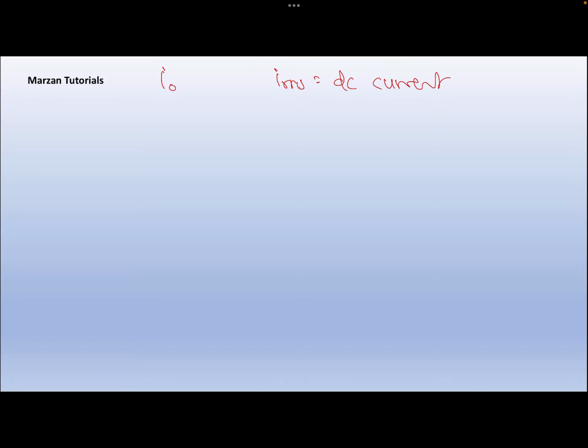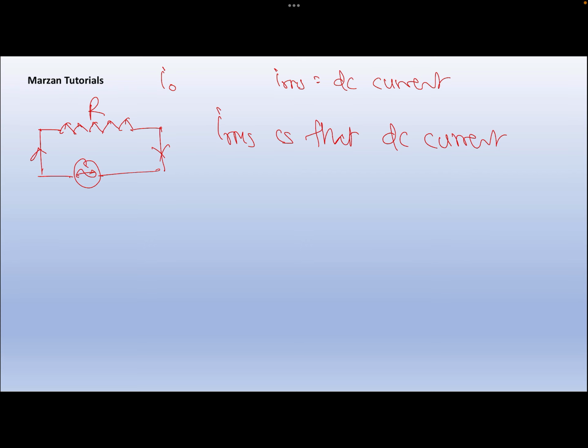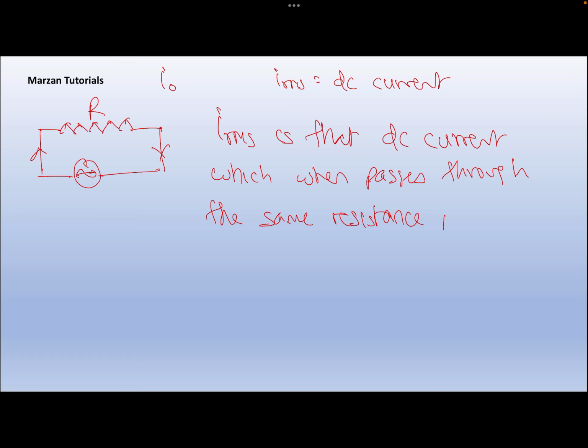So first of all we are having this circuit. In this circuit an AC source is applied and this AC source is supplying a particular current to resistance R. So this is a typical AC circuit. So IRMS is that DC current which when passes through the same resistance produces the same heat.